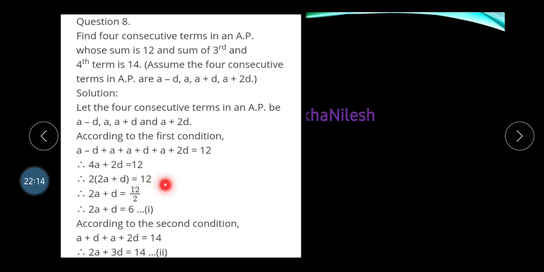Now we will be dividing by this 2 on both sides of the equation. So we get 2A plus D equal to 12 upon 2. So we will get the first equation as 2A plus D equal to 6.